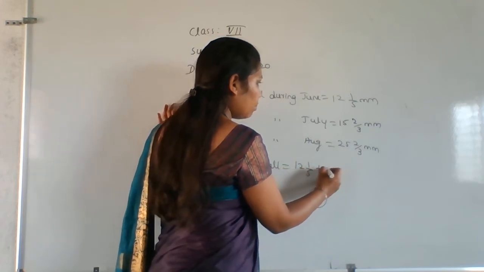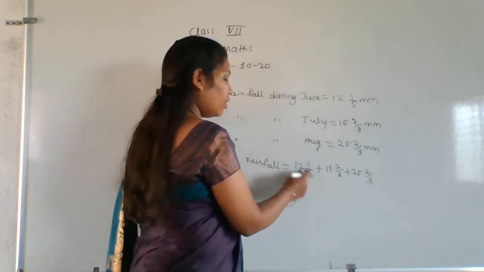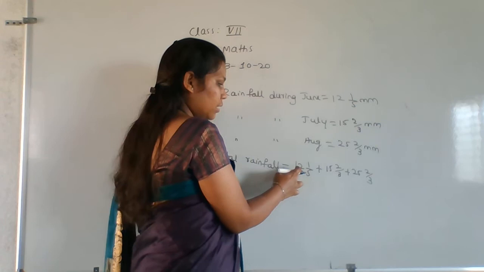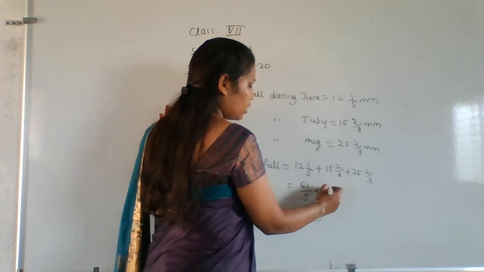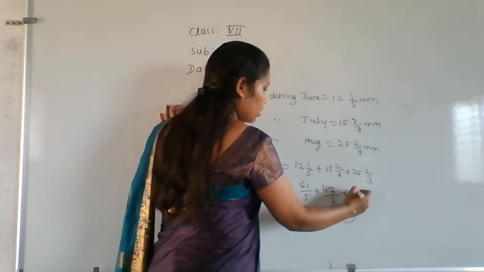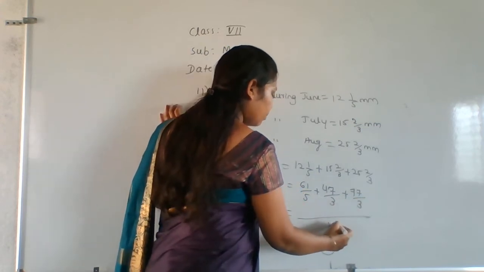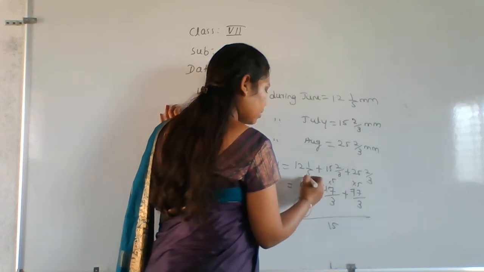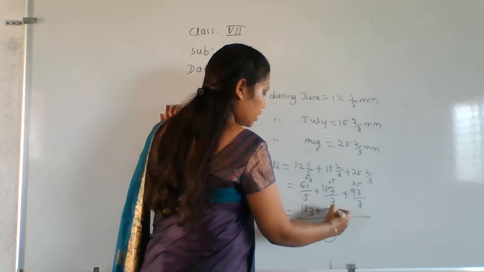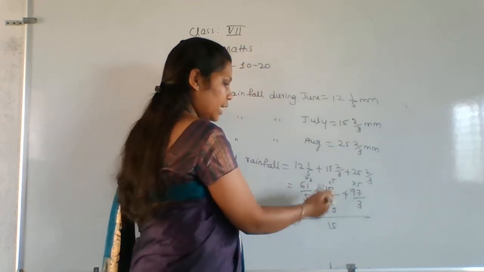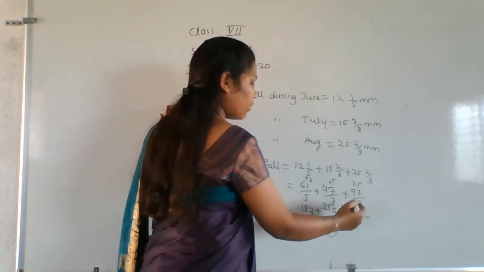12 integer 1 by 5 plus 15 integer 2 by 3 plus 25 integer 2 by 3. That is 12 5s are 60. 60 plus 1 is 61 by 5, plus 47 by 3, plus 77 by 3. What is the LCM here? 15. 5 3s are 15, 3 5s are 15. 3 1s are 3, 3 6s are 18. Next, plus 5 7s are 35, 3 carry, 5 4s are 20, 23. Plus 5 7s are 35, 3 carry, 5 7s are 35, 38.